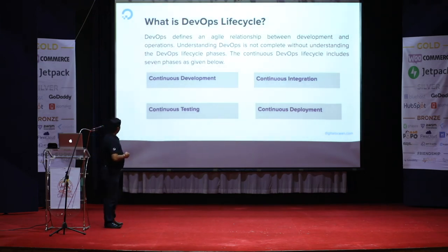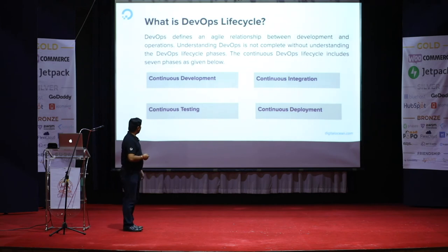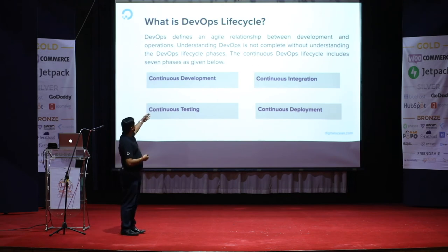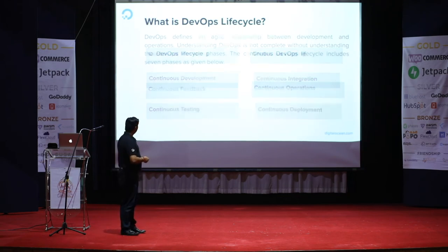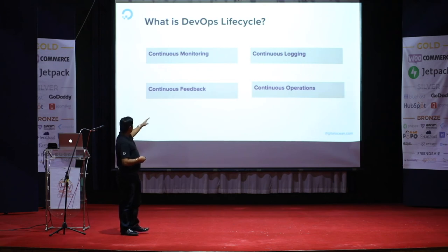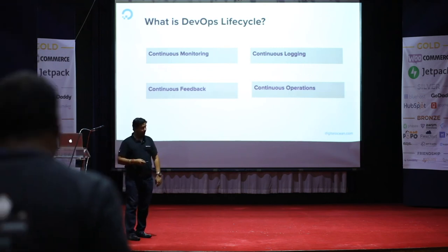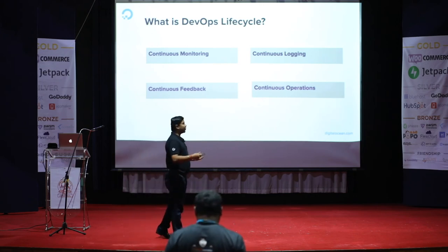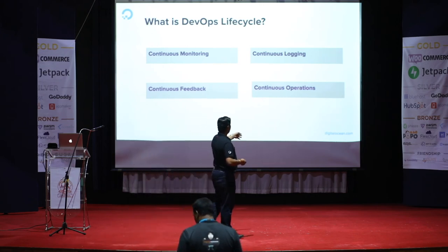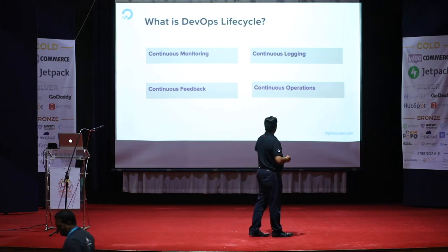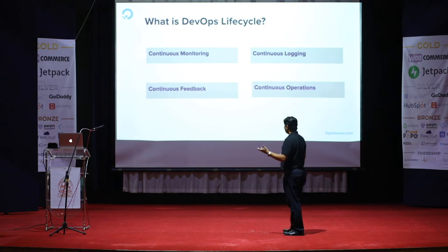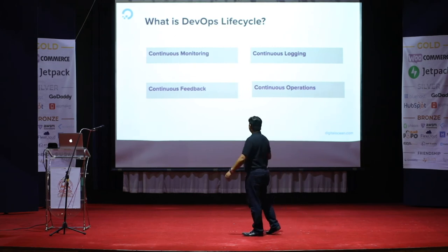As I said, it starts with continuous development, continuous integration, followed by testing, and then you deploy, so that's continuous deployment. CI and CD there. Continuous monitoring, continuous logging, and feedback, an alerting thing where you take feedback from the system or your users and take responding action on it, and continuous operations. That's an operations team which resolves your production issues or bugs and takes a final call on them.